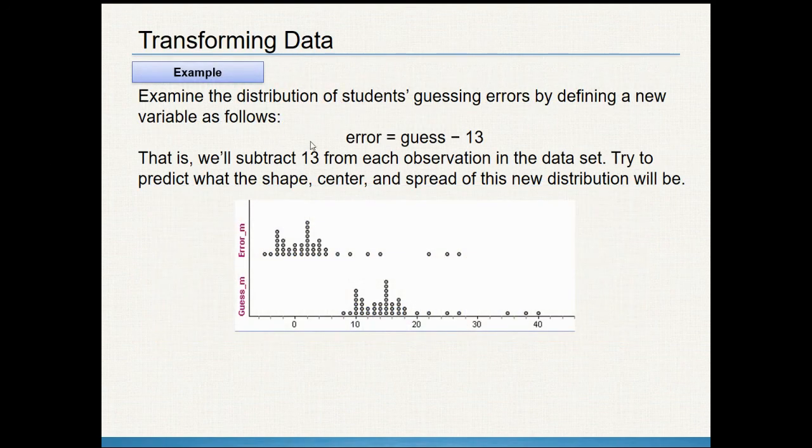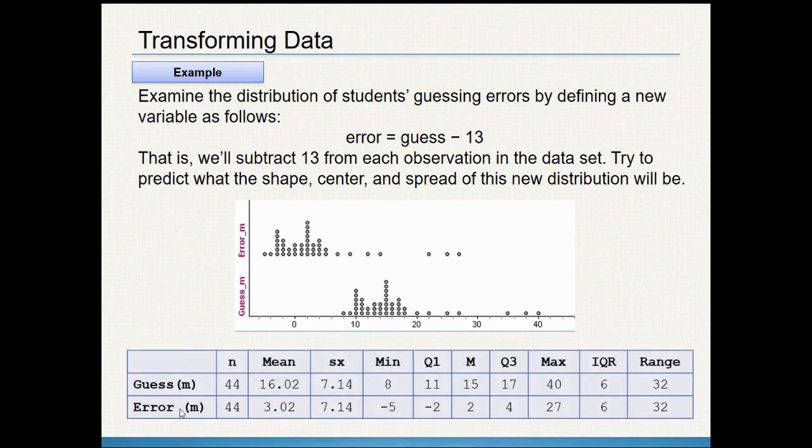All right, so examine the distribution of students' guessing errors by finding a new variable as follows. Error is going to equal guess minus 13. That is, we'll subtract 13 from each observation in the data set. Try to predict what the shape, center, and the spread of this distribution will be.